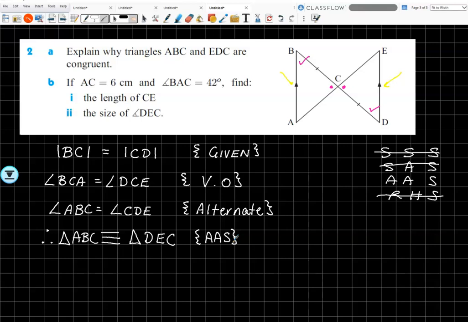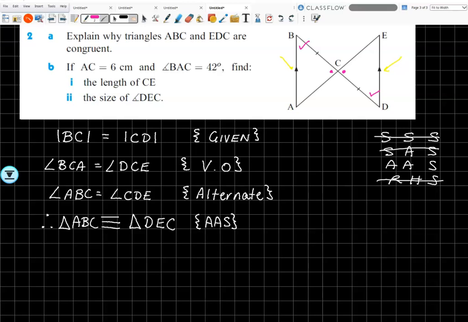I'll try and come up with questions so you can mumble in the test, AAS. The fact that you've just proved they're congruent means that they're exactly the same. These triangles are the same. So that means this angle, this length and this length are the same. It means that this length and this length are the same, and that one and that one are now the same. Okay? So if AC is 6, what is the length of CE? It is also 6. Why? Because they're corresponding.